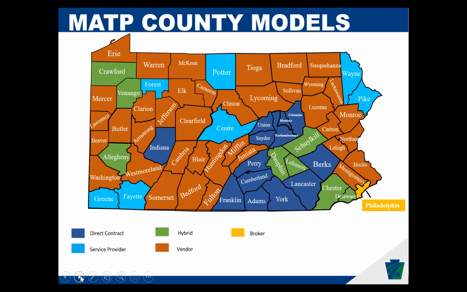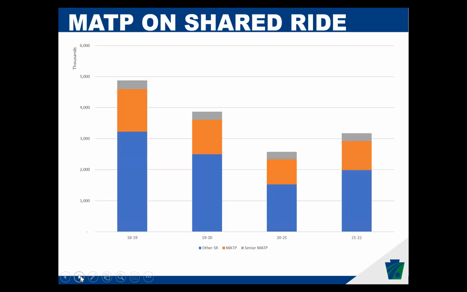Next slide. This shows the statewide data. This is using the statewide software database, which includes all counties except for Allegheny, which is where Pittsburgh is located, and Philadelphia. This chart basically illustrates the total number of shared ride trips for each fiscal year. The blue identifies trips that are essentially non-MATP trips, things like seniors, persons with disabilities, ADA, agency-sponsored trips. The orange denotes the MATP trips, and the gray identifies the senior trips that are sponsored by MATP.